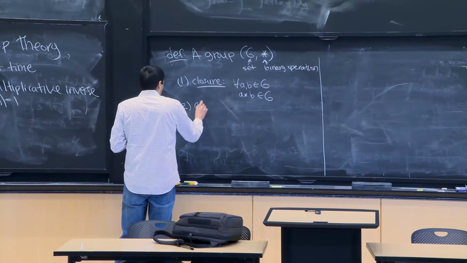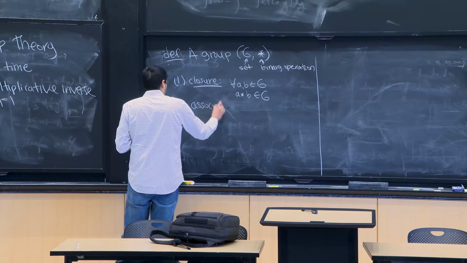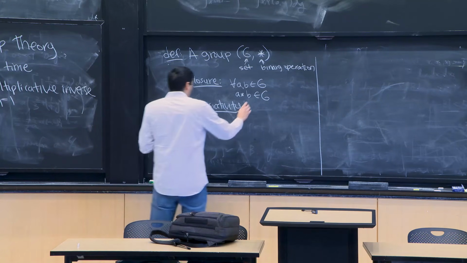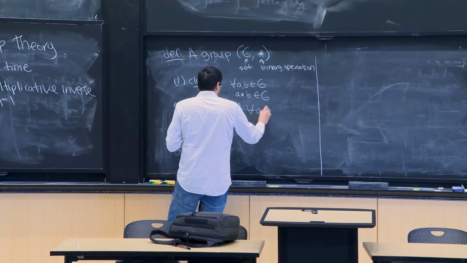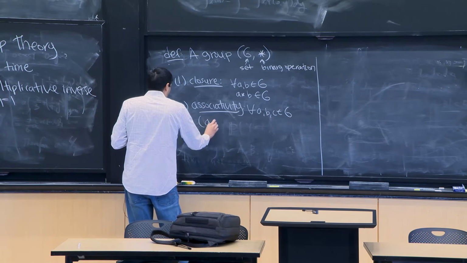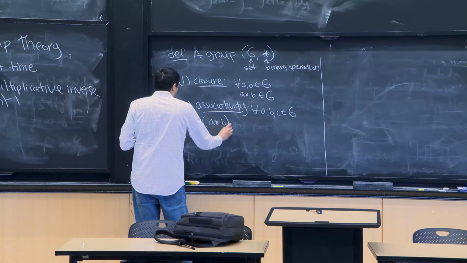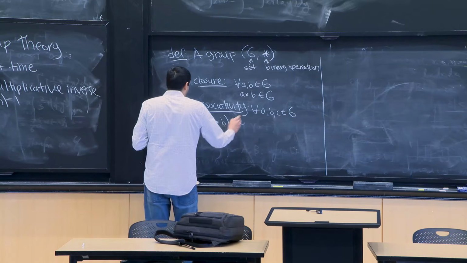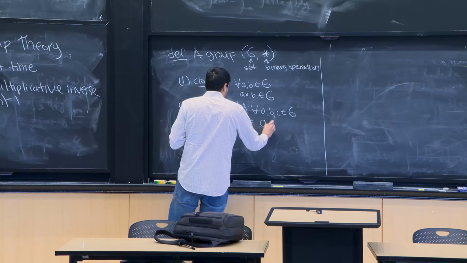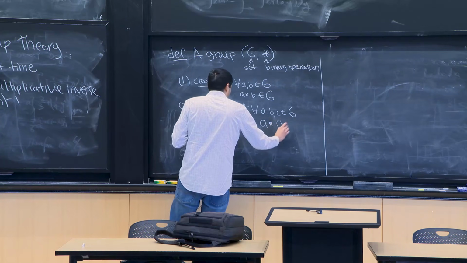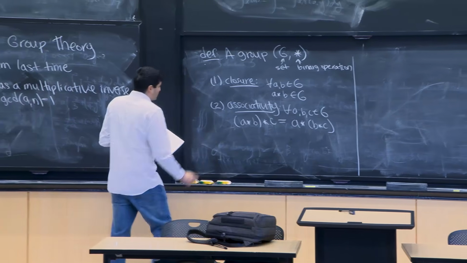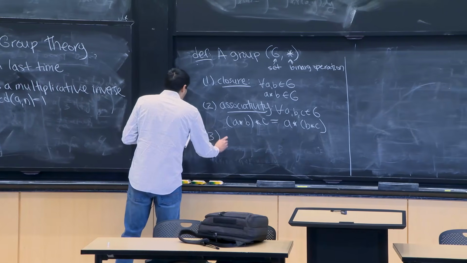We also need associativity, which is also familiar from before. For all triples A, B, C that belong to your group, doing the operation of A star B and then taking the result and doing that with star C is the same thing as parenthesizing the expression a different way.